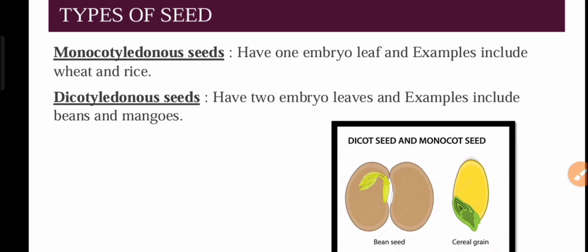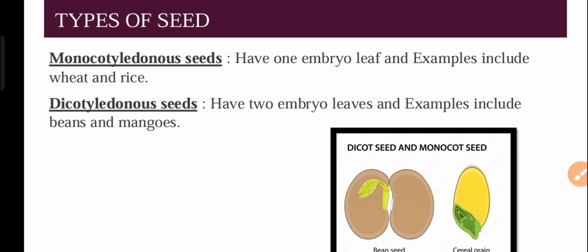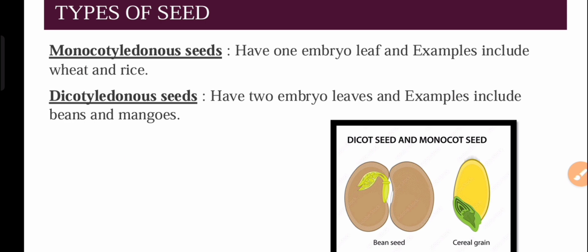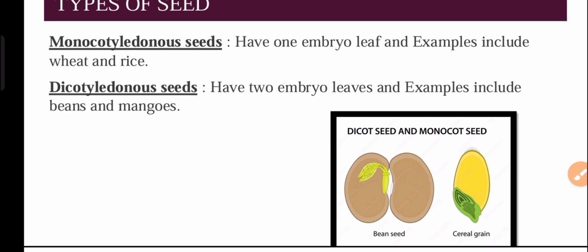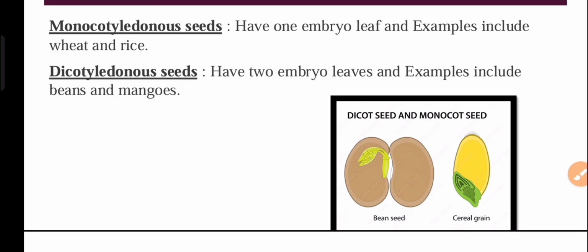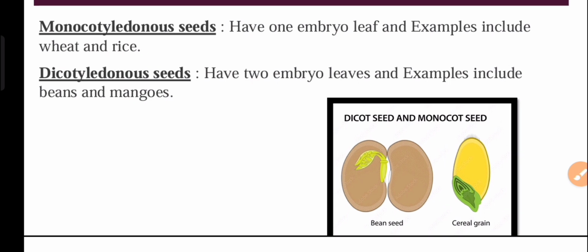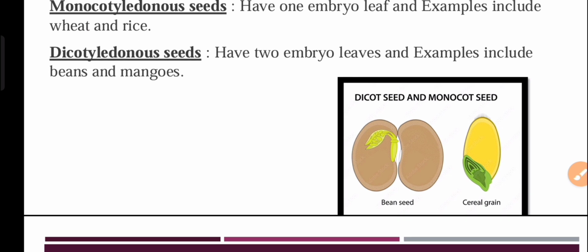And then coming to the types of seed. Yes, there are two main types of seed: monocotyledons and dicotyledons. What are monocotyledons? Monocotyledons have only one embryonic leaf, and examples of monocots are wheat, rice, and so on. Dicotyledons have two embryonic leaves. Examples are beans, mango, etc.